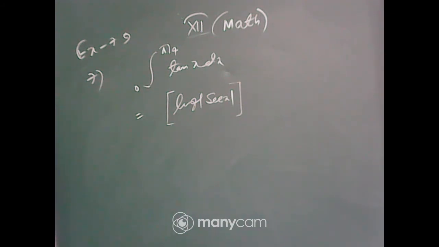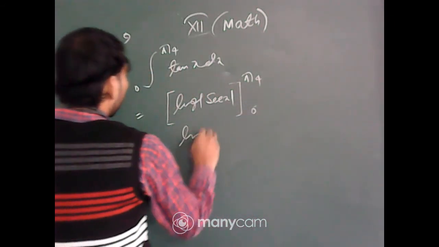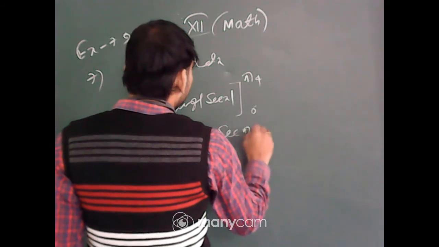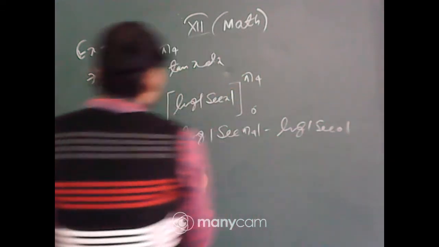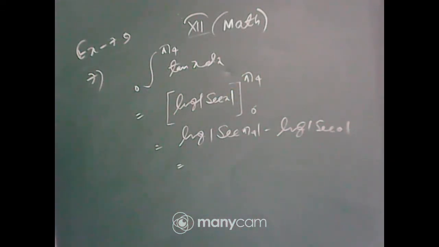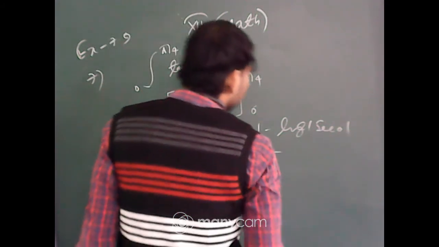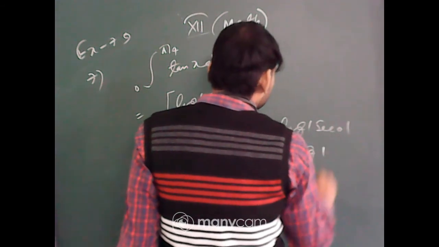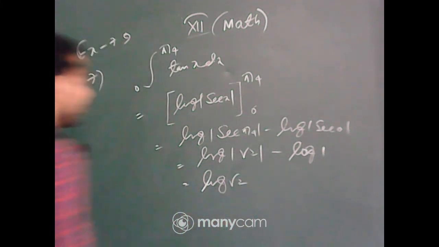Integration of tan x, now put the limits. So log of mod sec pi by 4 minus log of mod sec 0. So sec pi by 4, that is root 2. So log of mod root 2 minus log 1. Log 1 means 0. That means log root 2. Isn't it? Question number 7.